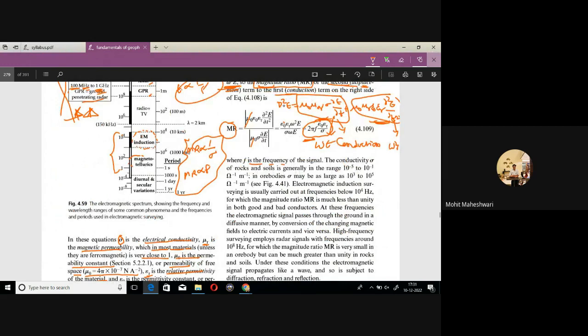In the first case, the conductivity sigma of rocks and soils is generally in the range of 10 to the power minus 5 to 10 to the power minus 1 ohm inverse meter inverse. This question can be asked in an interview: what is the typical order of conductivity of rocks and soils? Then you will say 10 to the power minus 5 to 10 to the power minus 1 ohm inverse meter inverse. And what about ore bodies? Ore bodies are conducting bodies, so conductivity will be higher. Sigma may be larger, 10 to the power 3 to 10 to the power 5 ohm inverse meter inverse.